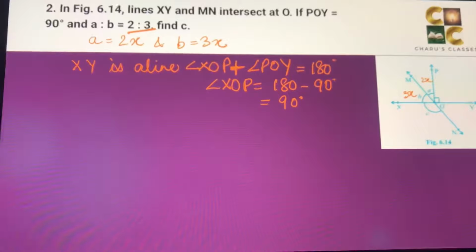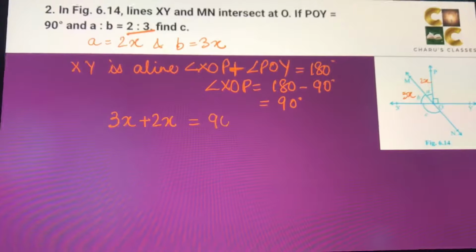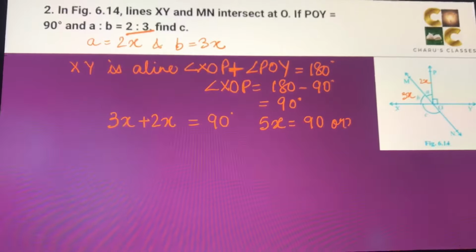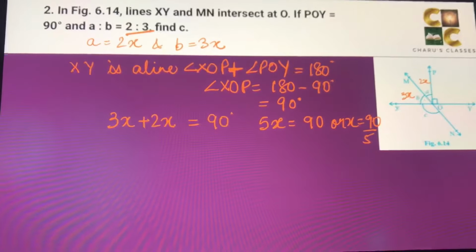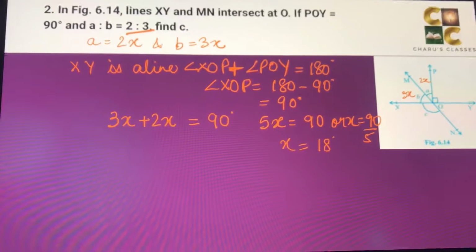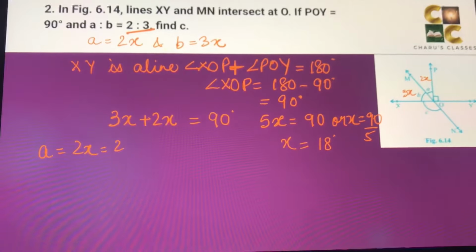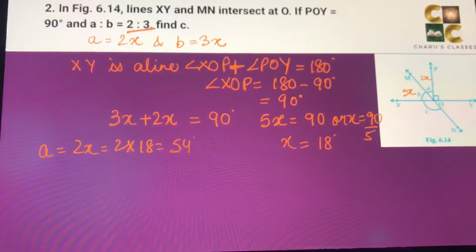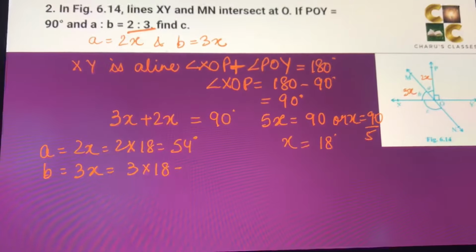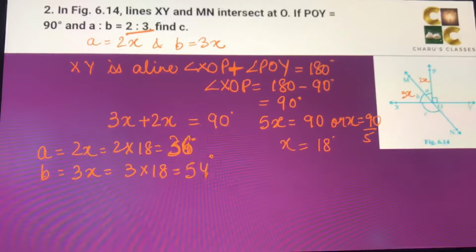Now our angle XOP or angle POX can be written as 3x plus 2x. This 3x plus 2x is equal to 90 degrees, or we can say 5x is equal to 90, or x is equal to 90 divided by 5. So this gives us x is equal to 18 degrees. So our a, which was 2x, will be 2 into 18, that is 36 degrees, and b, which was 3x, is 3 into 18, that is 54 degrees.